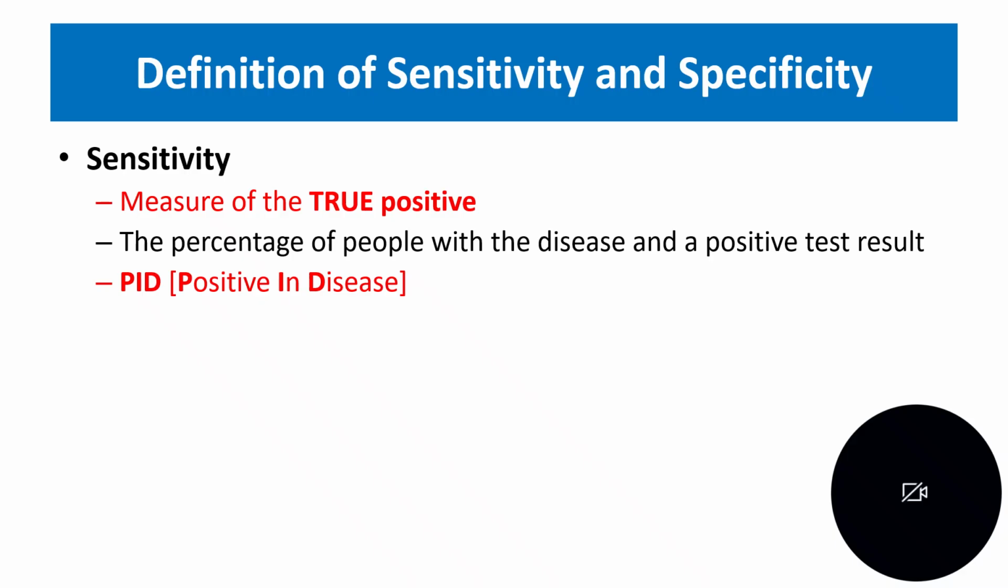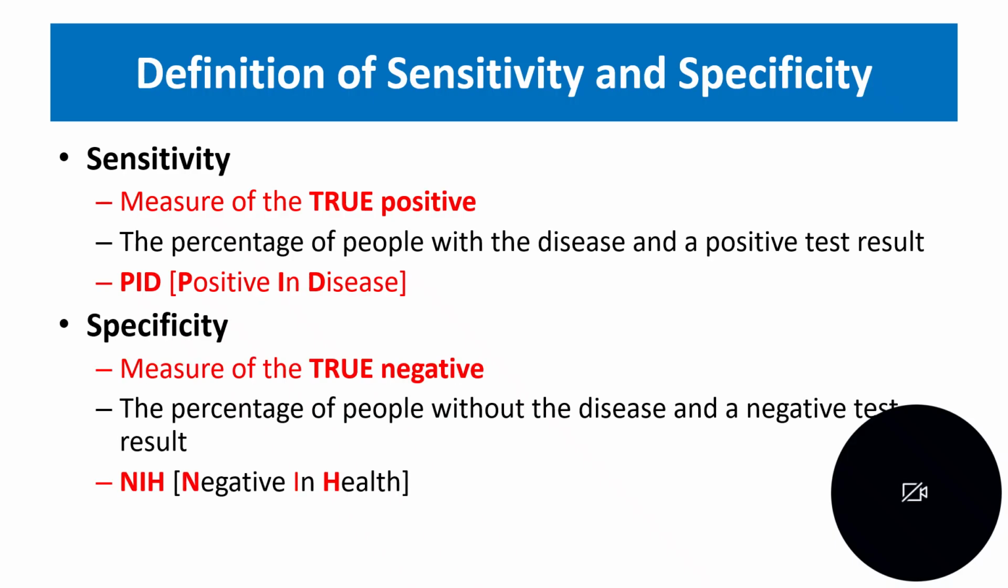So sensitivity from a definition perspective. Sensitivity is defined as the measure of the true positivity. This is the percentage of people with the disease that have a positive test result. The mnemonic that I would like you to remember is PID, and PID stands for positive in disease.